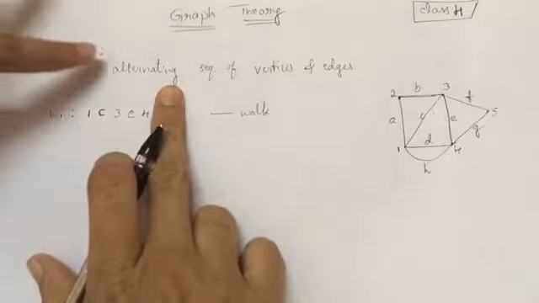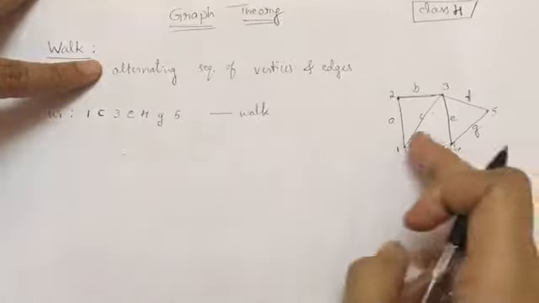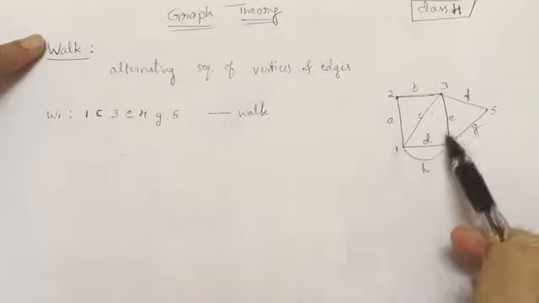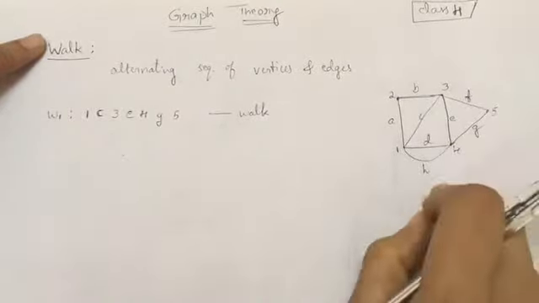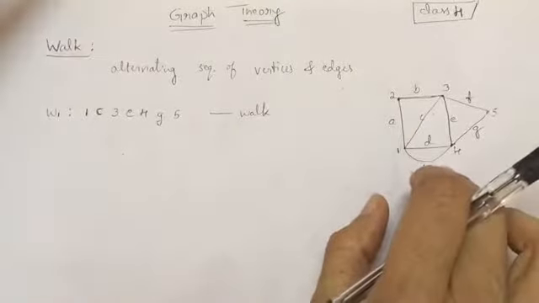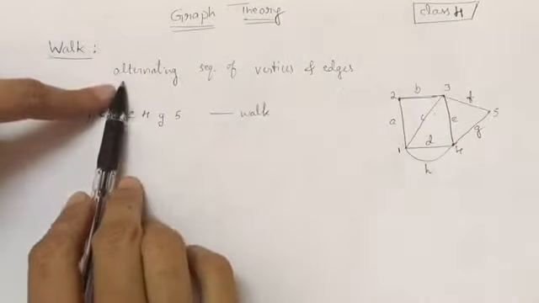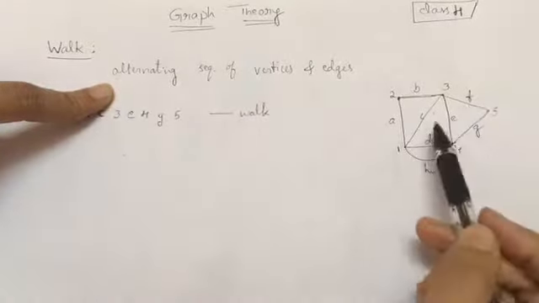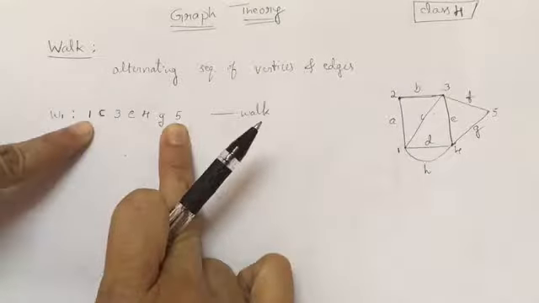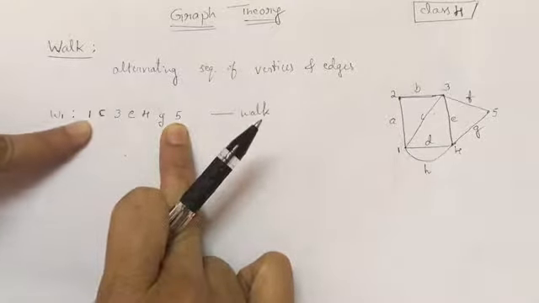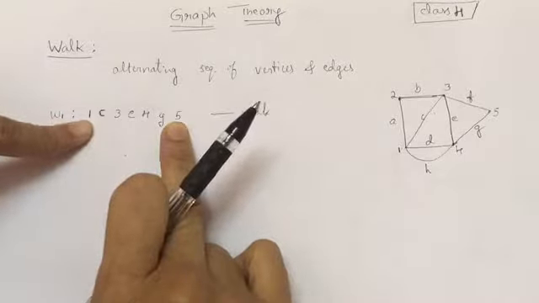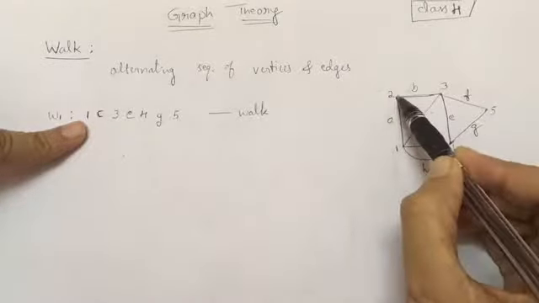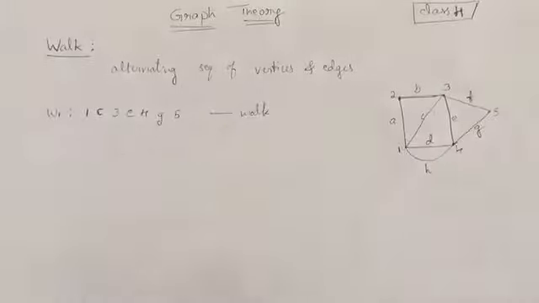A walk is a finite alternating sequence. Always remember it's finite. Here it's a finite graph, so no problem. It's a connected graph. So a walk means it's always an alternating sequence of vertices and edges, beginning and ending with vertices, such that each edge is incident with the vertices preceding it and following it, and no edge appears more than once.